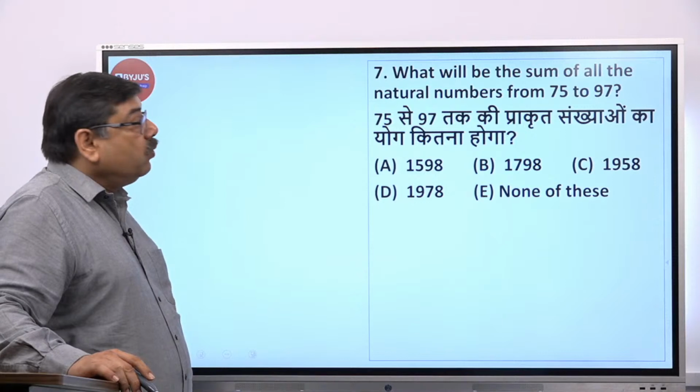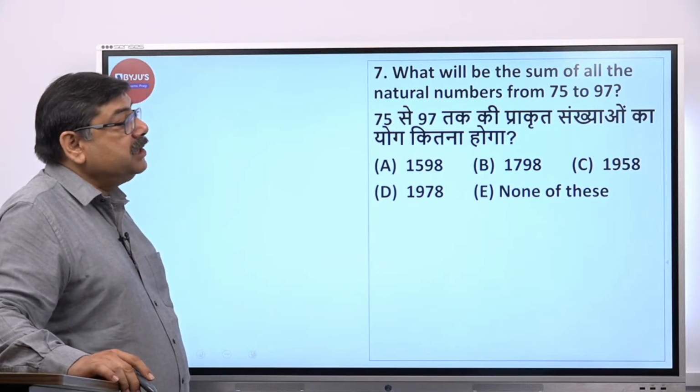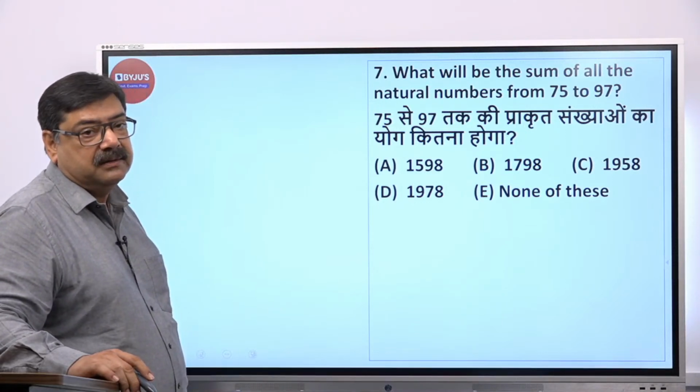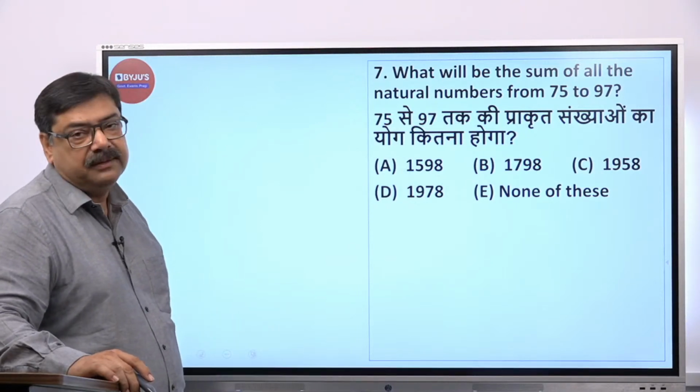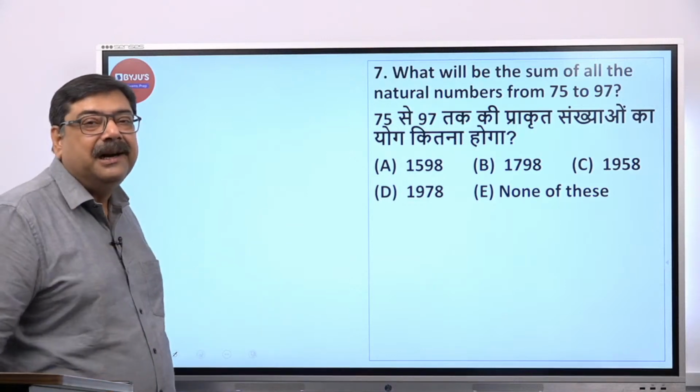Now, what will be the sum of all the natural numbers from 75 to 97? I'll give you some 10-15 seconds. Please find out. Hurry up. Don't write them down and literally don't add them up.